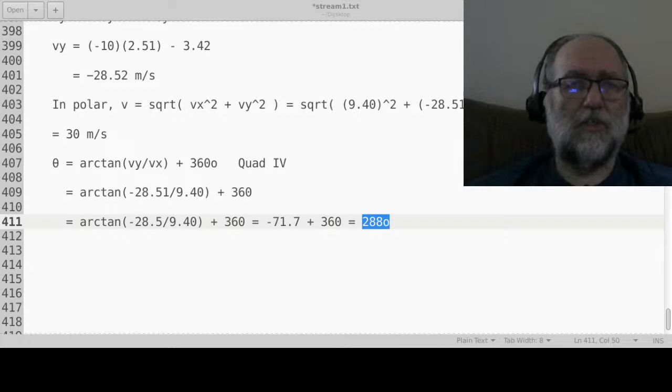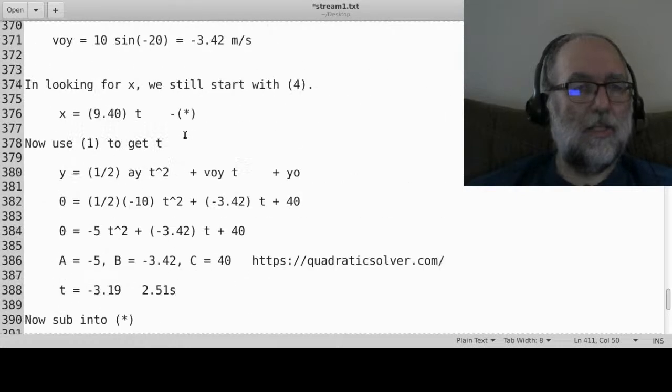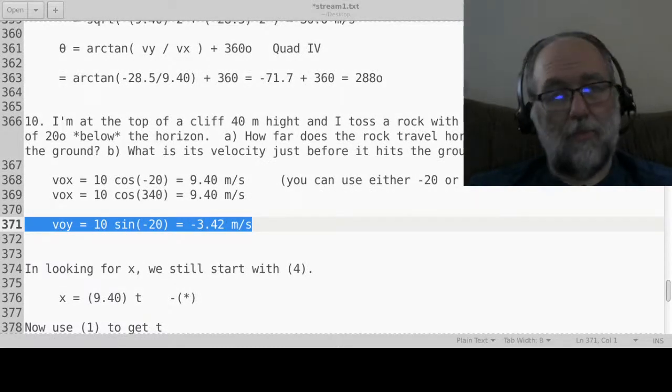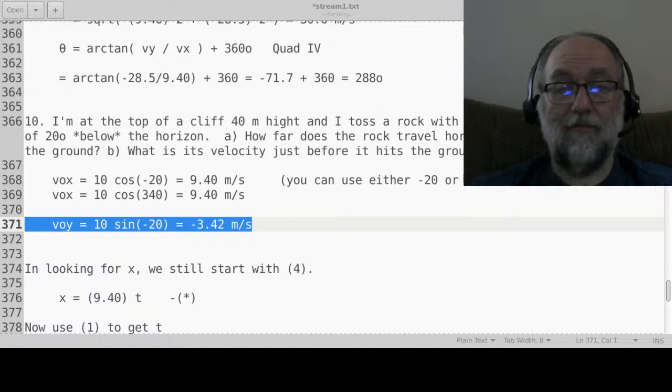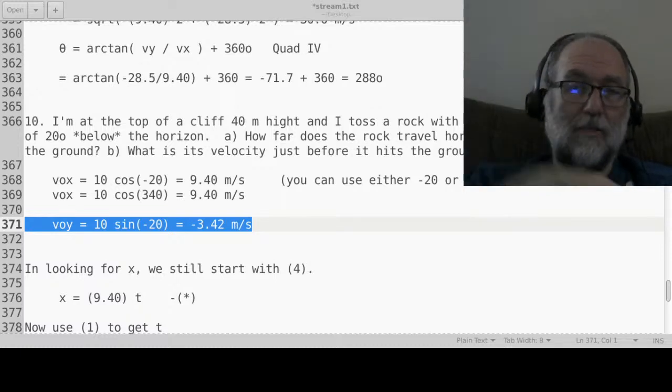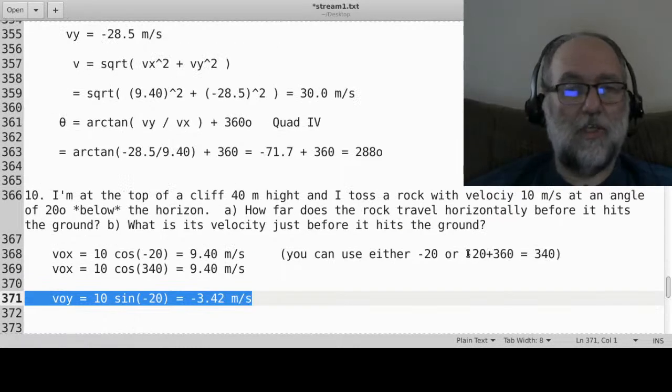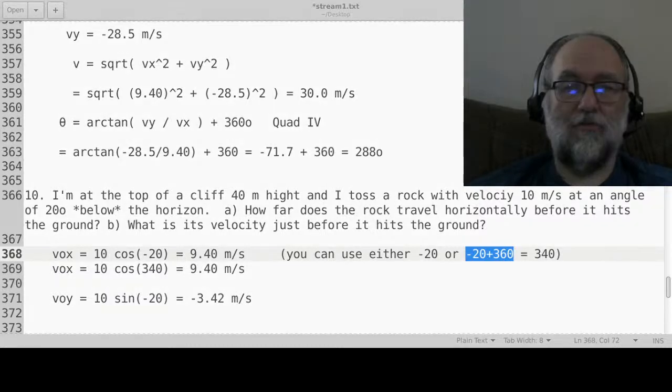The only thing that changes is, just to go back up here and show you, this, okay? And I wanted to show you that you could either use the positive or the negative angle there. That is, you could either use negative 20 degrees because you're below the horizon by 20 degrees, or if you want, you can always add 360 to an angle. You could add 360 to the negative 20 and use 340. And then if you did cosine of 340, you still get the same number.